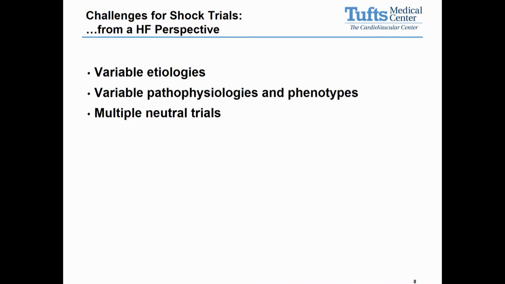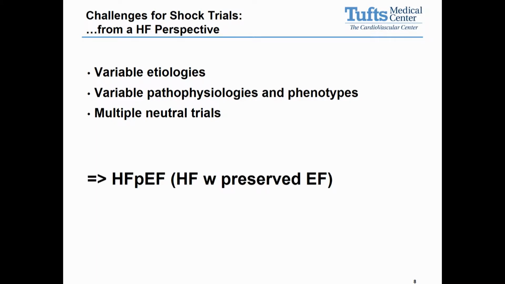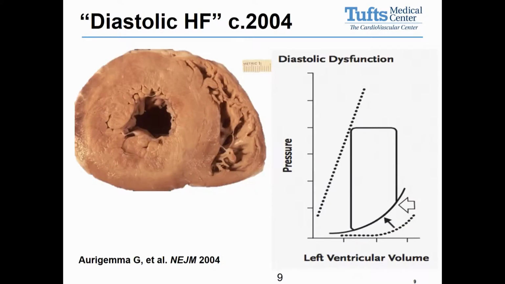When a heart failure person hears, gee, we're still fighting about the nomenclature, and there are variable etiologies and pathophysiologies in multiple neutral trials, you think, oh, that's just like HFpEF, by the way. We've been doing this for the last 15 years, and I can't say there's been a lot of progress. We've been fighting about nomenclature for 15 or 20 years. Back in the early 2000s, this was called diastolic heart failure, and we thought everybody had LVH, and the whole thing was a diastolic pressure volume problem. That doesn't seem to be the case at all.